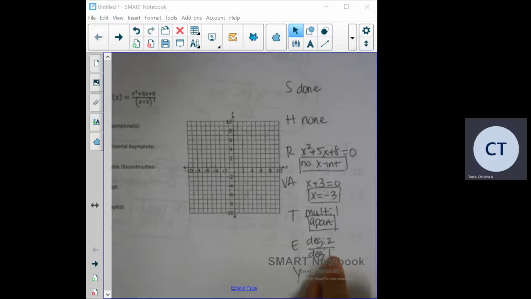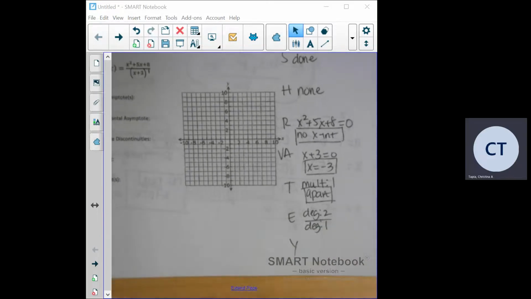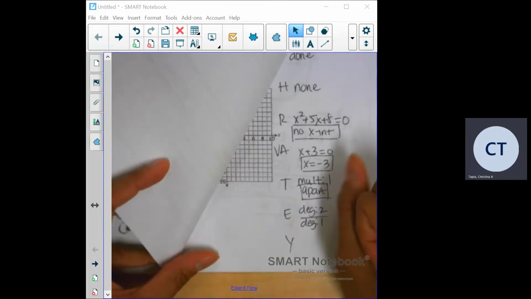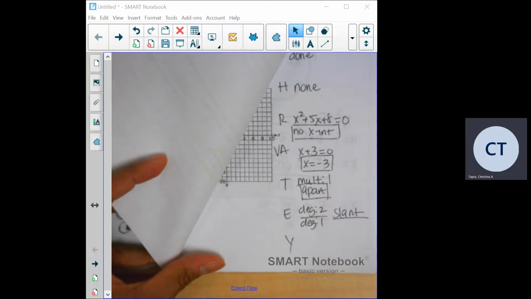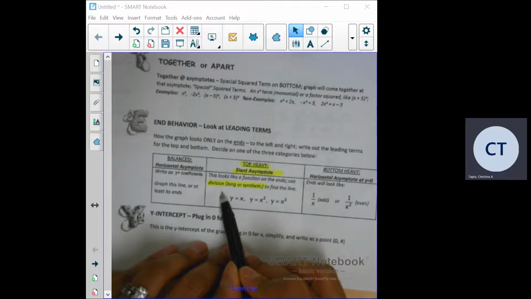This is now top heavy. There's a higher number in the numerator than there is in the denominator. When you have a top-heavy graph, you are going to have a slant asymptote. So over here, I'm going to write slant. There's going to be a slant asymptote for this. The way you're going to find it is by using long or synthetic division.